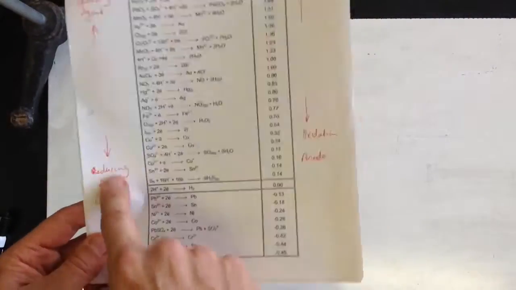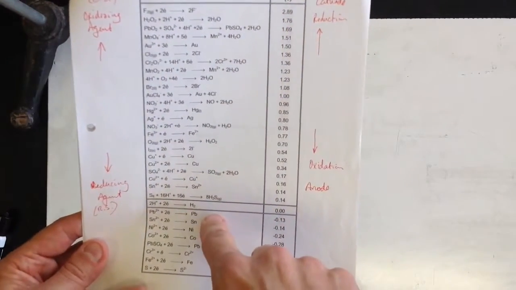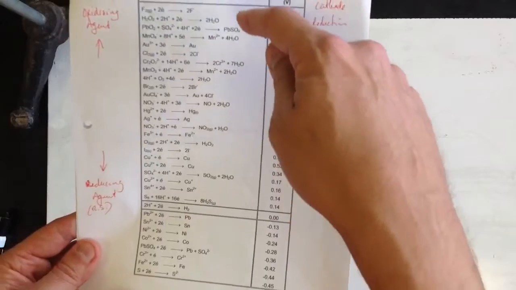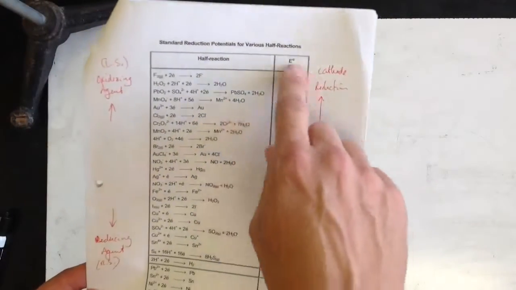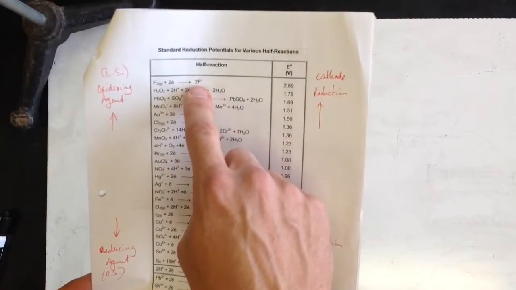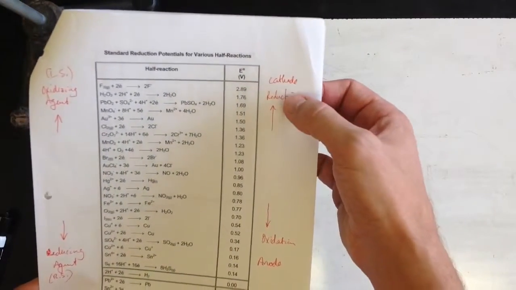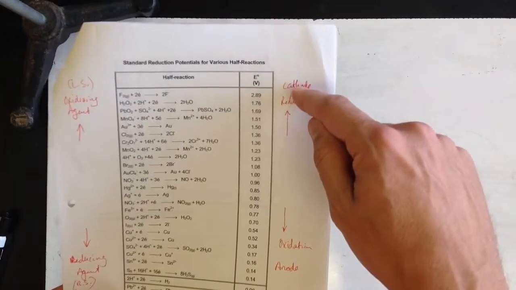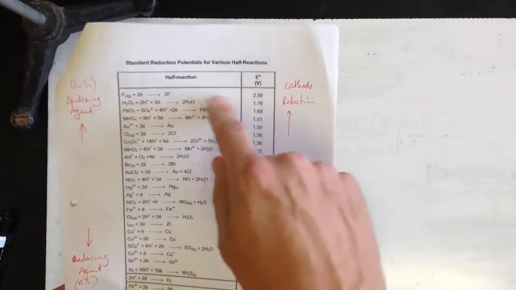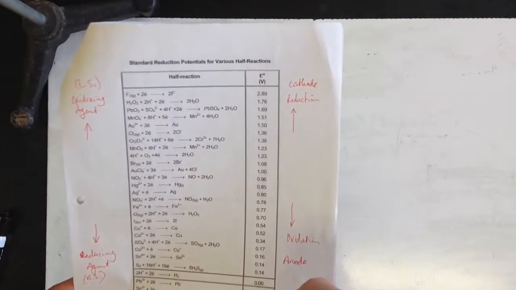On the right side, the product side, our reducing agents are increasing as we go down. So the strongest reducing agent is going to be lithium metal. The weakest reducing agent is going to be the fluoride ion. The other way to think about this is strength of reduction is going to increase as we get to the top. Strength of oxidation is going to increase as we get to the bottom.